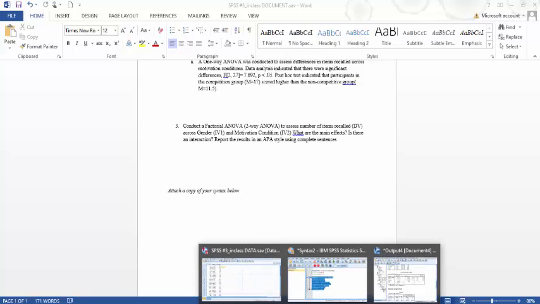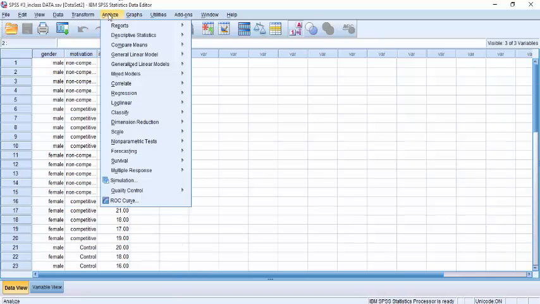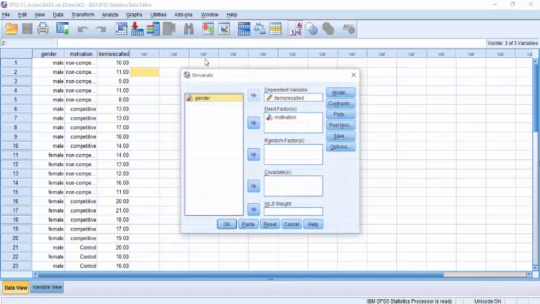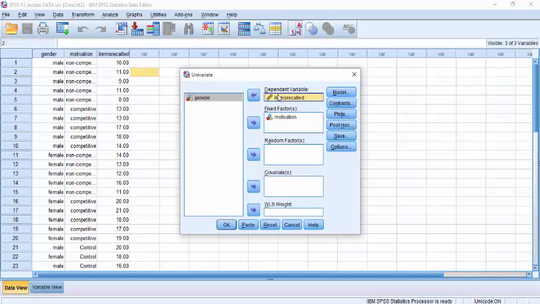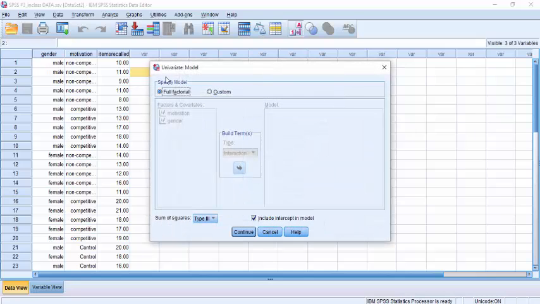We head back to our data, go back to analyze, GLM, and univariate. Since we did our one-way ANOVA, we already have the correct dependent variable and one of our IVs. We're going to add the second one to the fixed factors. Now from here we need to change a few things. Go to model just to make sure that it has factorial, because that's what we're doing.